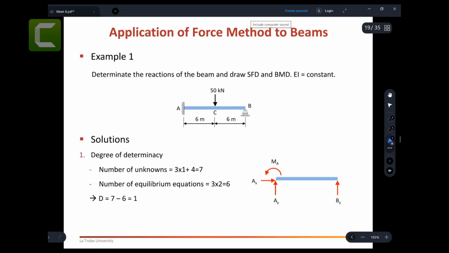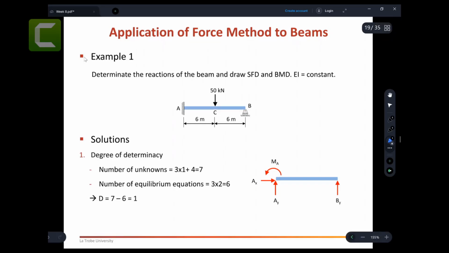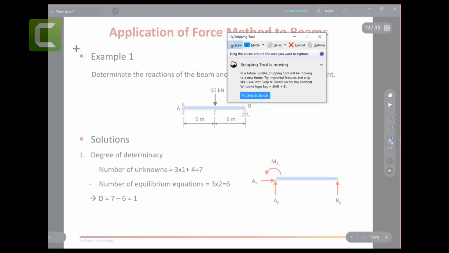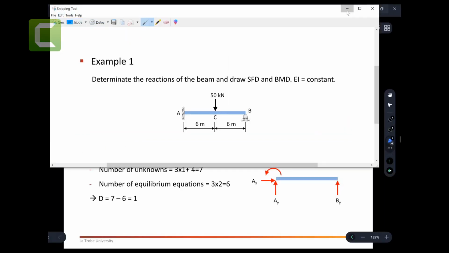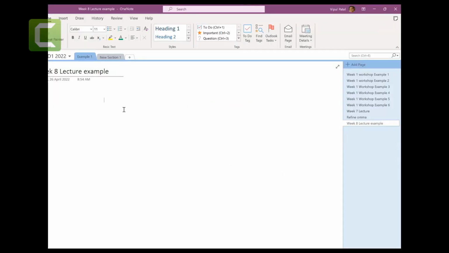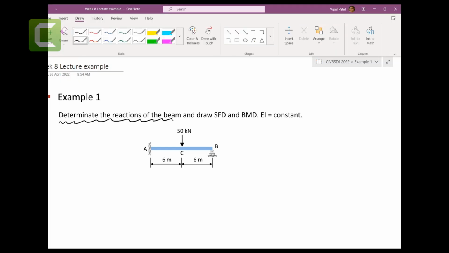Now let's take an example. Let me solve this example for you. Determine the reactions of the beam and draw the shear force and bending moment diagram. EI, the flexural rigidity, is equal to constant.